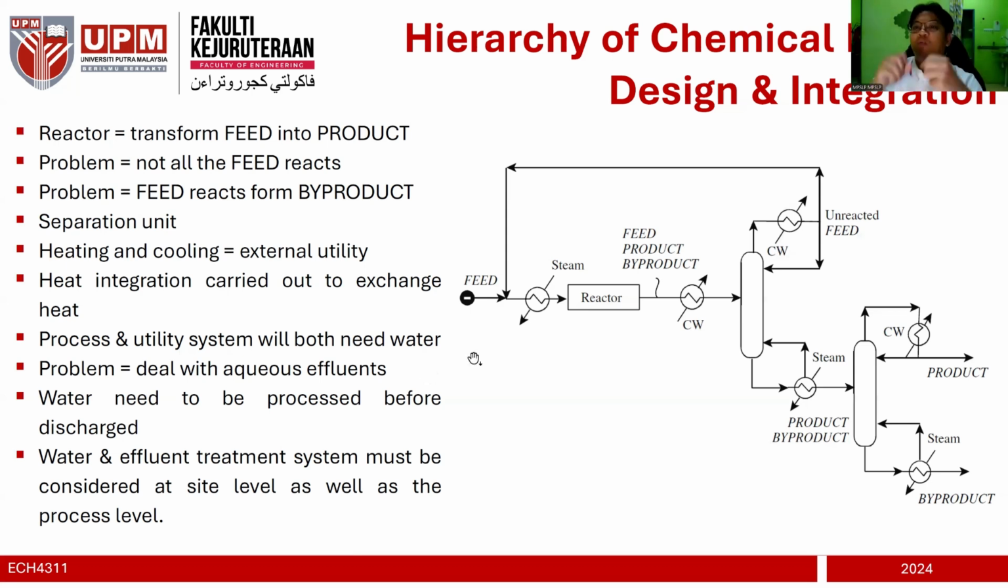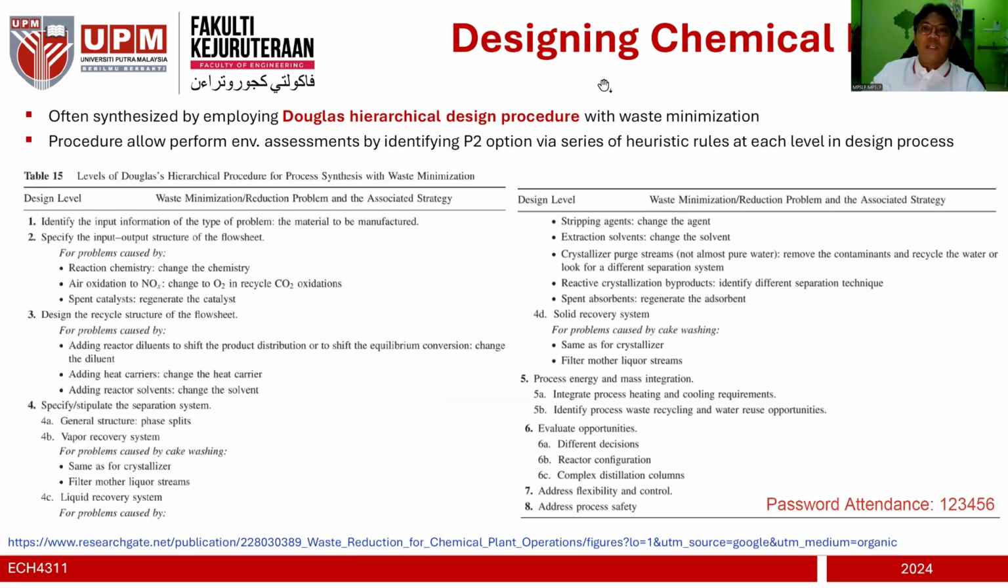Let's say the water was initially okay, good quality, acceptable for discharge, but after you use it, it does not really meet the requirements. Now you have to deal with treating the water. So water needs to be processed before discharge, and you need to have a water treatment system. Water and effluent must be considered at the site level as well as the process level. This one is designing chemical processes. You can read this one.